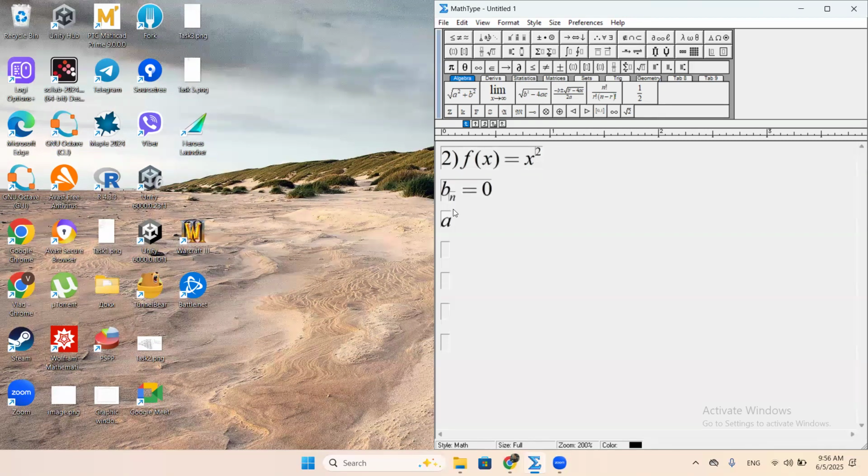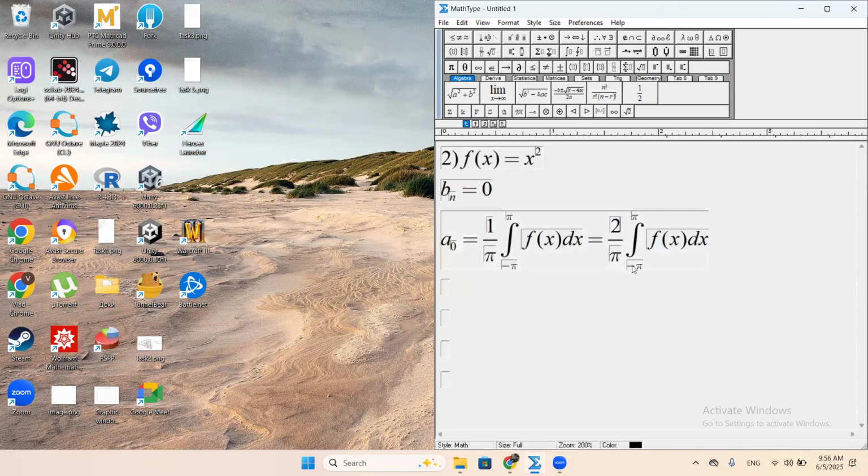And what about coefficients An? So we will calculate them in the following way. First of all, A0. We know that coefficients are calculated in the following way: from minus p to p, f of x dx. But because the function is even, we will simplify it a little bit. We will do it like this: 2 over p, and integral from 0 to p. It will be enough.